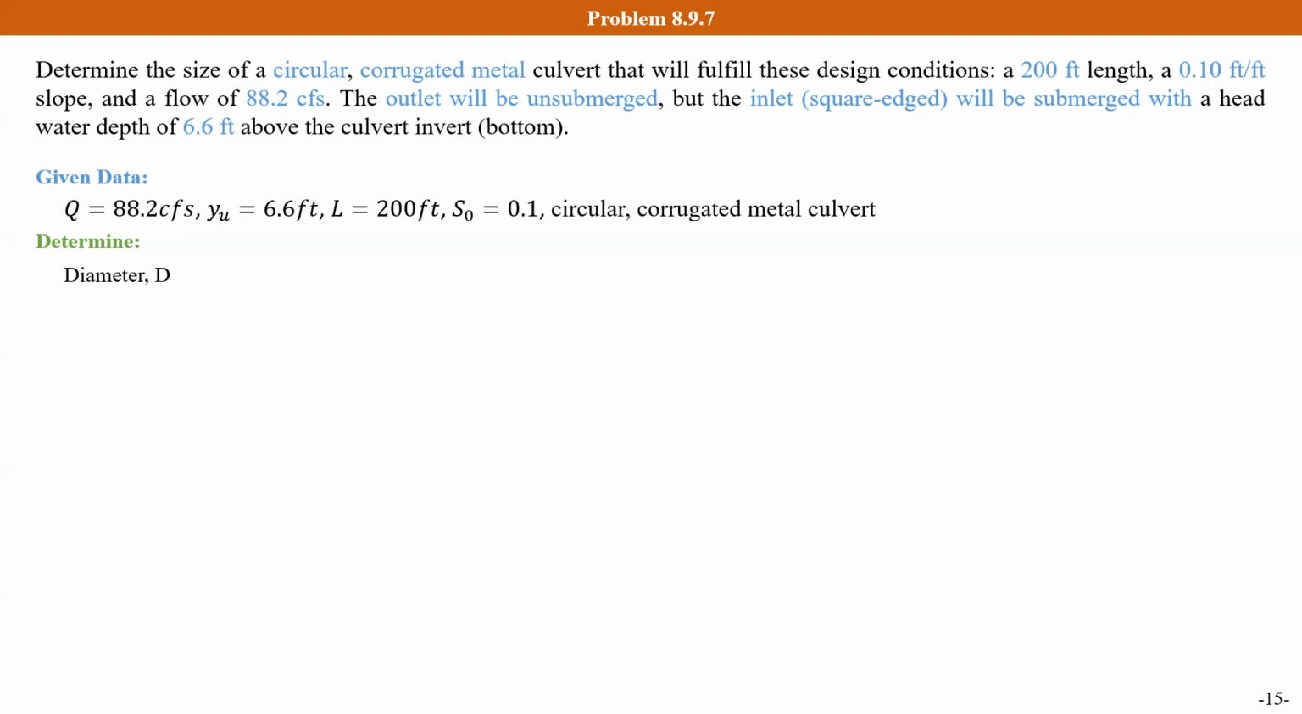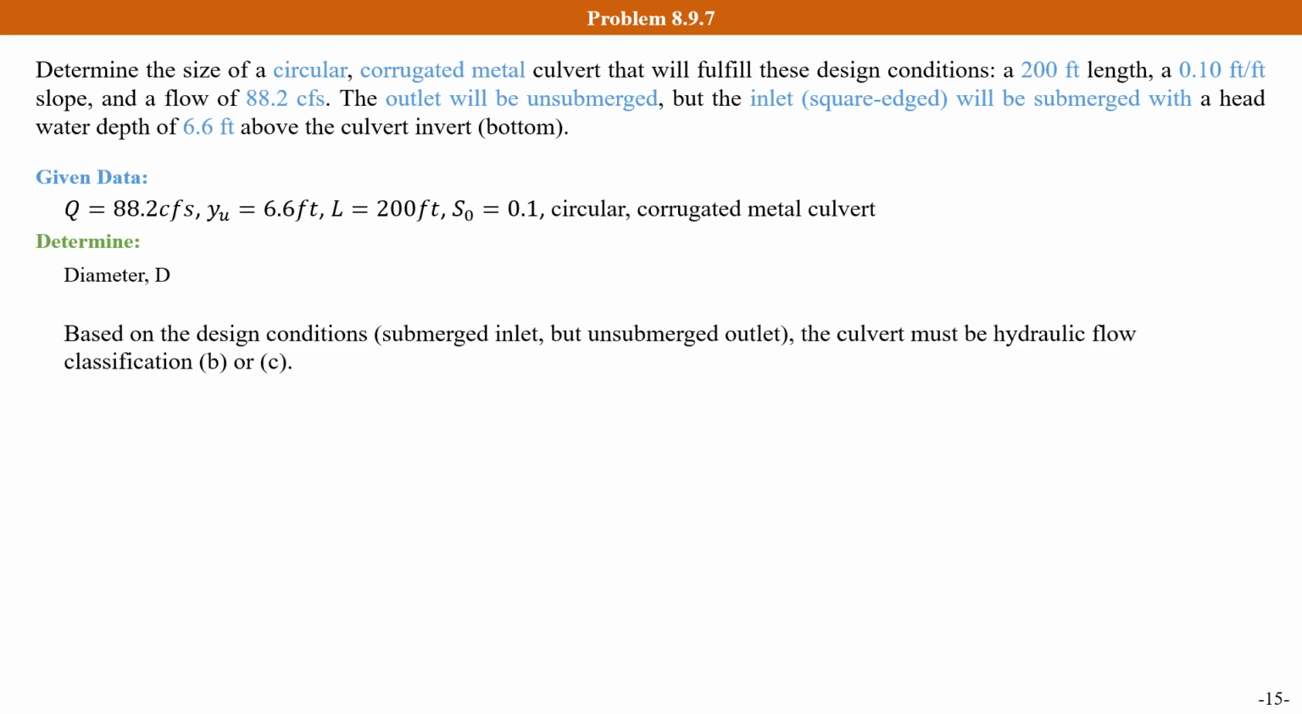Now let's take a look at the last problem. In this problem, we need to determine the size of a circular corrugated metal culvert that will fulfill these design conditions. For instance, it should be a 200 feet length, a 0.1 slope, and a flow of 88.2 cubic feet per second. The outlet will be unsubmerged, but the inlet will be submerged with a headwater depth of 6.6 feet above the culvert inlet.